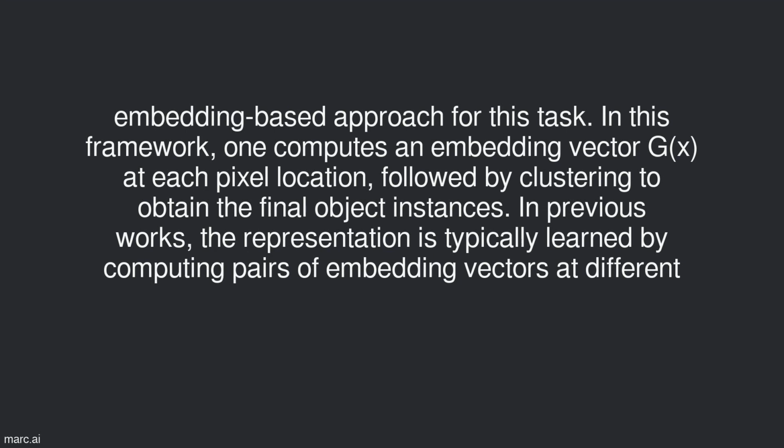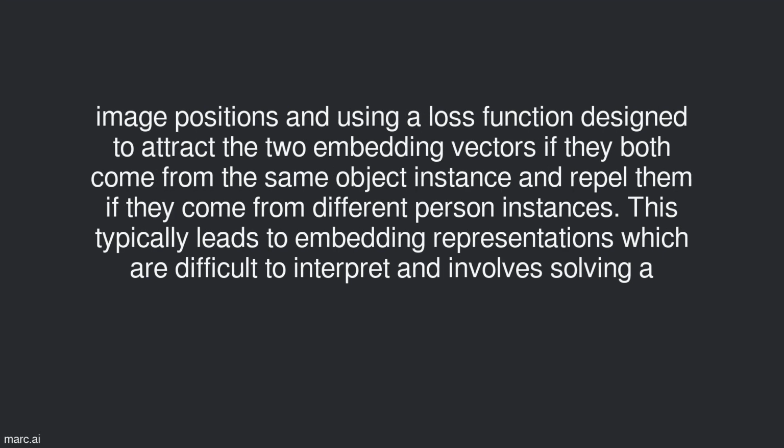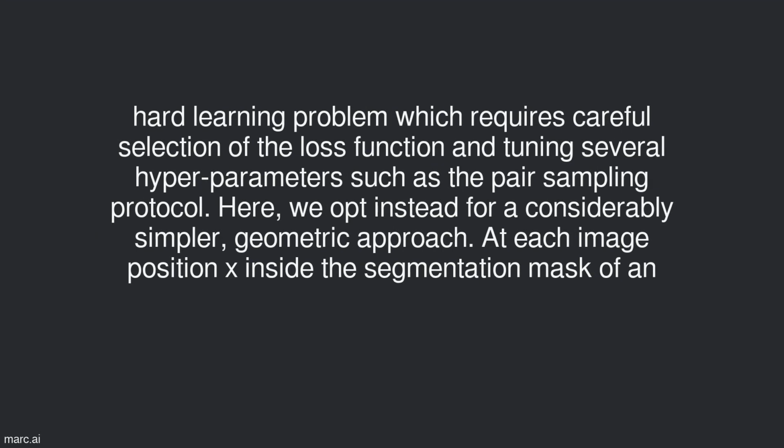final object instances. In previous works, the representation is typically learned by computing pairs of embedding vectors at different image positions and using a loss function designed to attract the two embedding vectors if they both come from the same object instance and repel them if they come from different person instances. This typically leads to embedding representations which are difficult to interpret and involves solving a hard learning problem which requires careful selection of the loss function and tuning several hyperparameters such as the pair sampling protocol. Here, we opt instead for a considerably simpler, geometric approach.